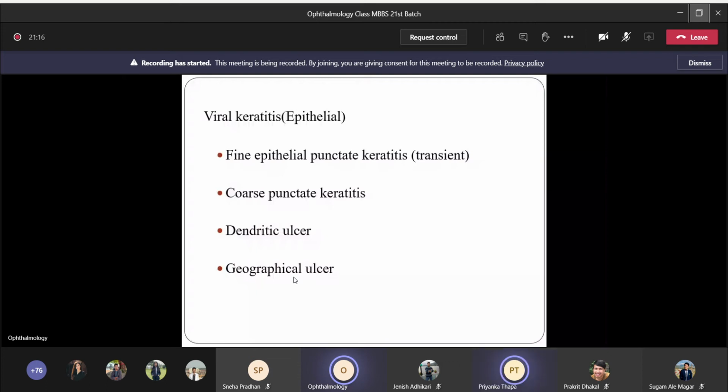Okay, if it's a big one, that is a geographical ulcer, and usually in such cases the stroma is affected. Okay, so usually in viral keratitis, the epithelium is involved, the stroma usually is not involved. So it starts with the fine epithelial punctate keratitis, where just small punctate lesions are present. That progresses to a coarse punctate keratitis, then to a dendritic ulcer, and that to a geographical ulcer.